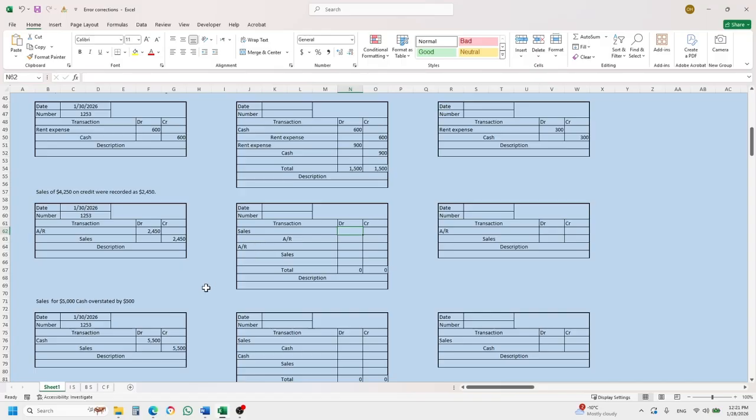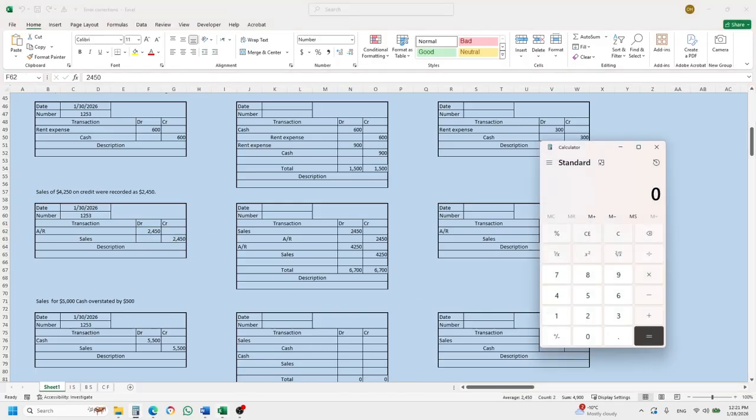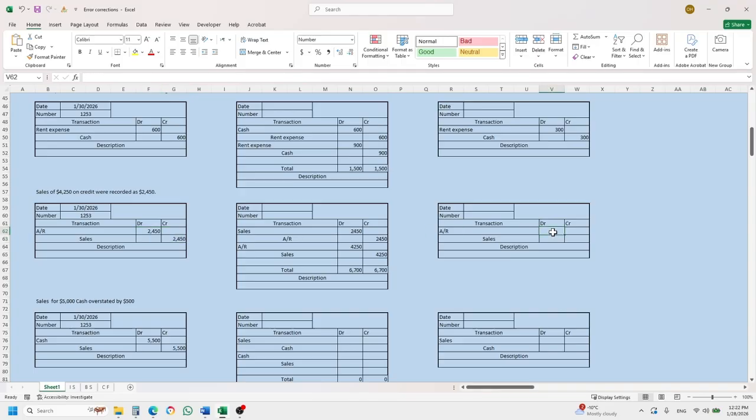So now let's correct this journal entry. Here we're gonna only correct the difference between the accounts. So it should be 4,250. It was recorded as 2,450. The difference is 1,800. We bring here 1,800, here 1,800. The net effect, everything was corrected.